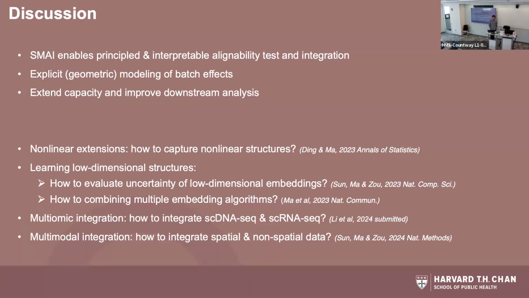That's one thing. Secondly, since this data integration involves low-dimensional embedding, we look for low-dimensional structure first, and in the meantime, we align that low-dimensional structure. So identifying or learning the low-dimensional structure is again a key step in the workflow, and how to evaluate the uncertainty of any given low-dimensional embedding, whether we can trust it or not, would be an issue of interest.